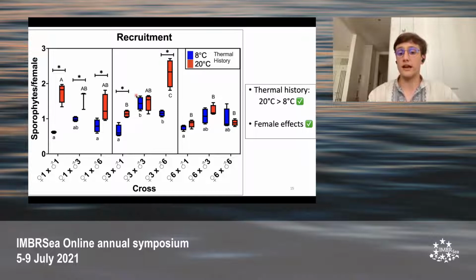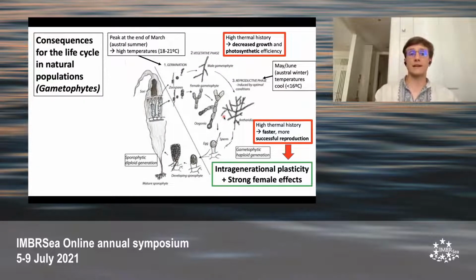Whereas on the last female, all three crosses showed no statistical difference. So once again, we have a preference for the 20 Celsius thermal history, which is subjected to female effects. Looking at how it impacts the life cycle in natural populations of gametophytes.